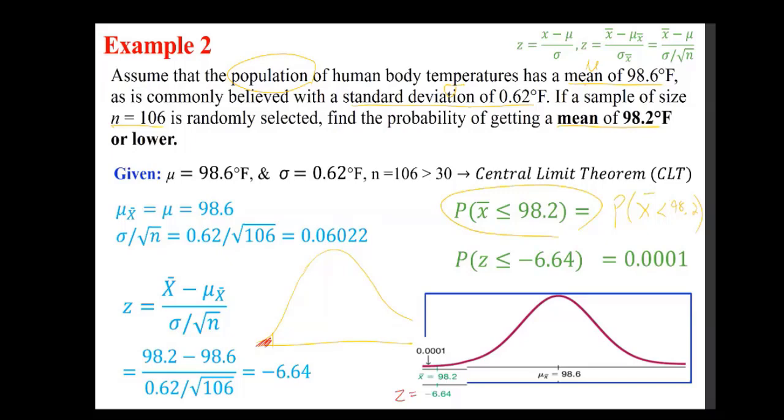So what does it mean? Assuming the population has a mean of 98.6, that's what the common belief is, we have a sample size of 106 that is randomly selected, and the key is randomly. Randomly is important because it gives you the proper result. We want to find the probability of getting a mean of 98.2 degrees or lower, and that is very small. So let's see the interpretation of that.